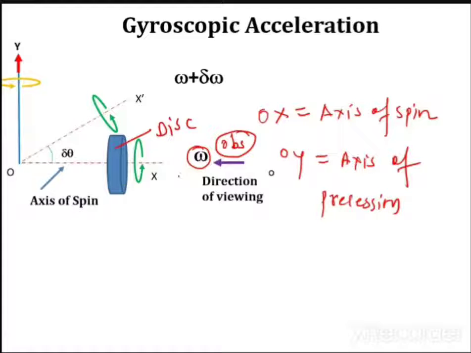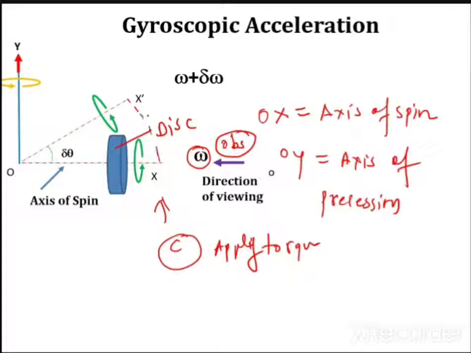Yesterday we also saw the gyroscopic couple. Today we will be deriving the gyroscopic couple. The gyroscopic couple is denoted by C. Let us say we are applying a couple, or applying a torque. When we are applying a torque, what will happen? This x will go to the new position x dash.